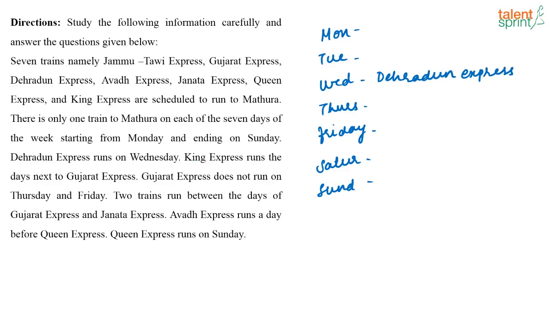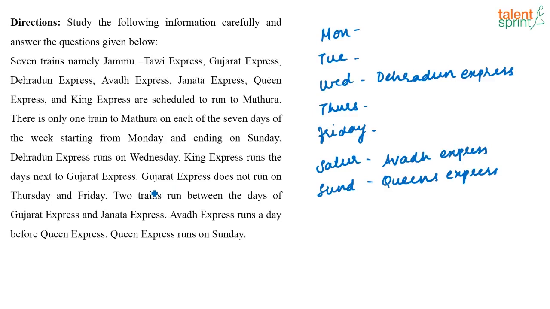King's Express runs the day next to Gujarat Express. Gujarat Express does not run on Thursday and Friday. Then 2 trains run between the days of Gujarat Express and Janata Express. Awadh Express runs a day before Queen's Express, and Queen's Express runs on a Sunday. So, on a Sunday, Queen's Express runs. Then it is given Awadh Express runs a day before Queen's Express. So, this is Awadh Express.